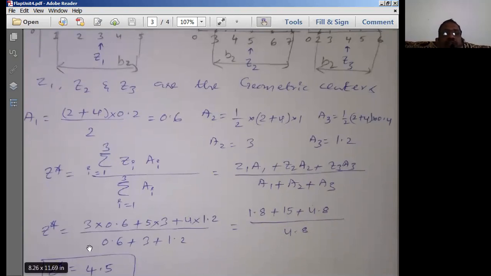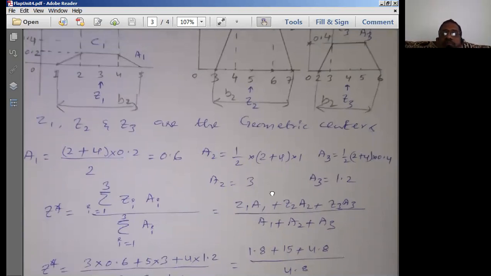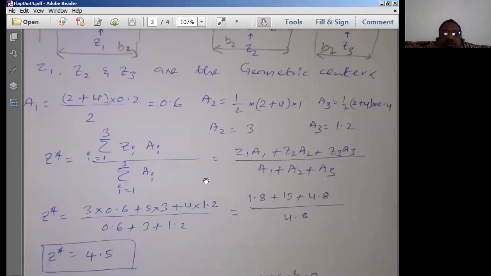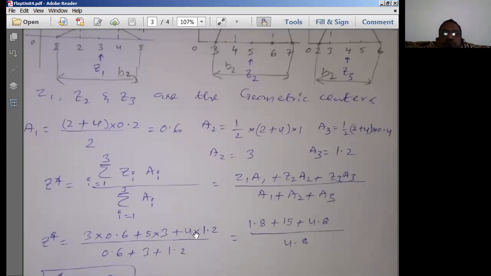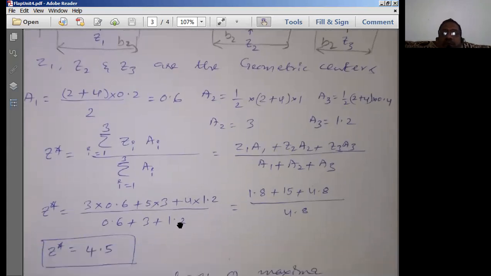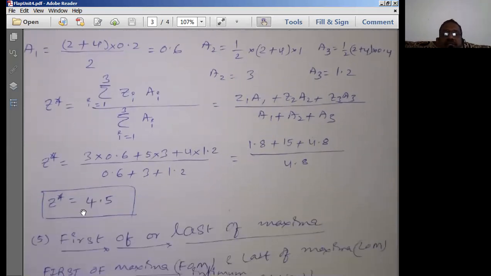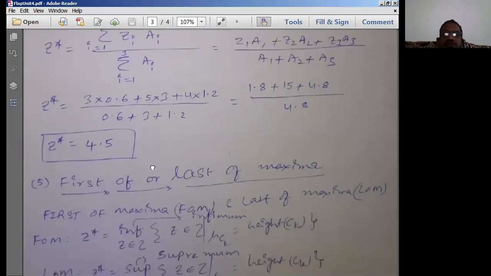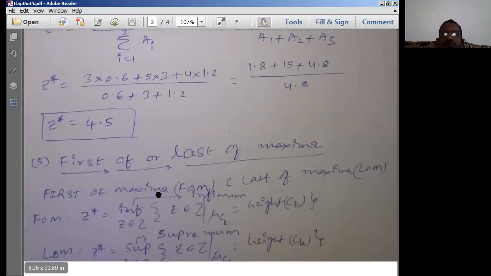So therefore we can simply find Z1, which is 3 into 0.6. It is 5 into 3 plus 4 into 0.4, plus Z3. What is Z3? 4 into A3, I'm sorry, A3 is equal to 1.2, by the individual areas. So I will be getting this Z star as equal to 4.5. So this is the final crisp value that we have simply got over here.